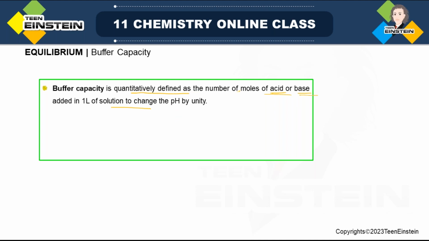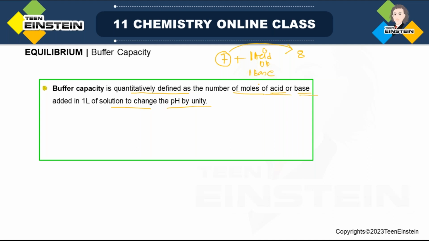That is the amount, the moles required for 1 liter of buffer to change the pH by unity. Suppose the pH is a particular value, say 7. Now you are adding externally some excess acid or base in such a way that the pH value increases by 1 unit. That means now it is 8. For this increase, the number of moles of acid or base required is the buffer capacity.